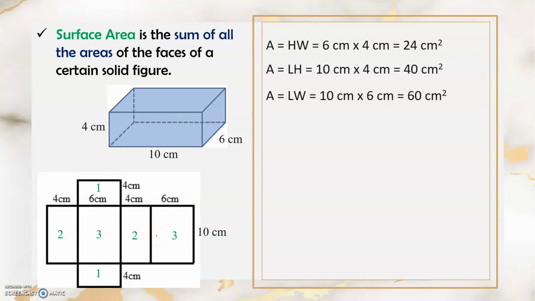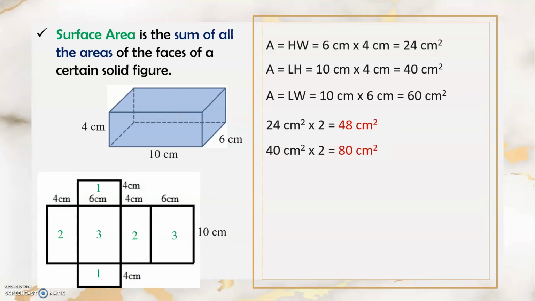Okay. So once you already found out the area of the three different faces here, we just have to multiply each by 2. Okay, so the area of this face here is 24 square centimeters. Multiply it by 2 because we have 2 of those rectangular faces, and that will give us 48 square centimeters.